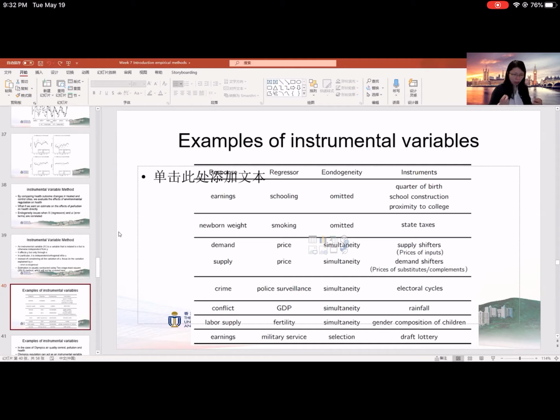Of course, here the argument should be that rainfall could only affect conflicts through the channel that it affects agricultural output, or that it affects GDP. It's not like these people were saying that because it's raining, they just don't fight with each other. You can't have that argument.